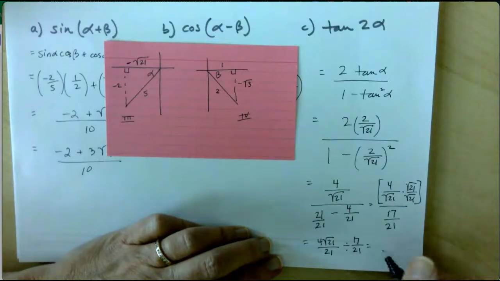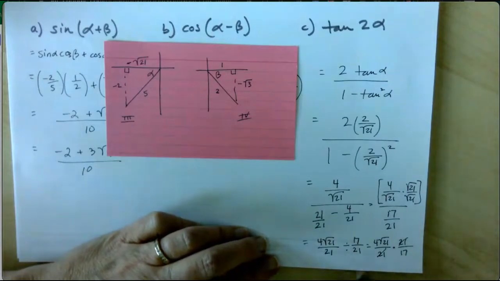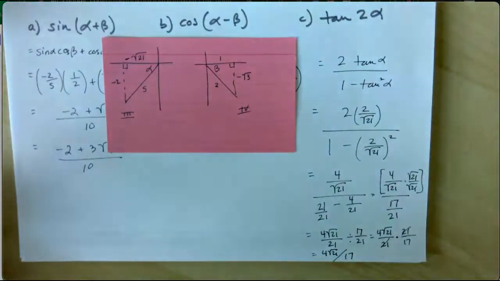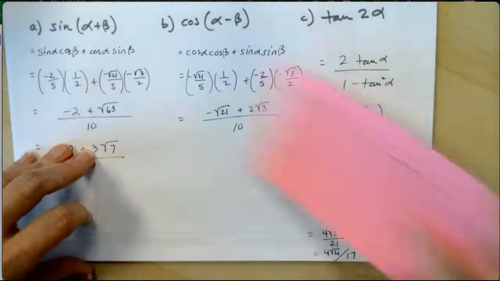Division by a fraction will turn into multiplication by the reciprocal. So 4 root 21 over 21 times 21 over 17. Cancel, cancel. We get a simplified answer, which I will squeeze right down here, of 4 root 21 all over 17 for the rationalized answer of the tangent of the double angle.